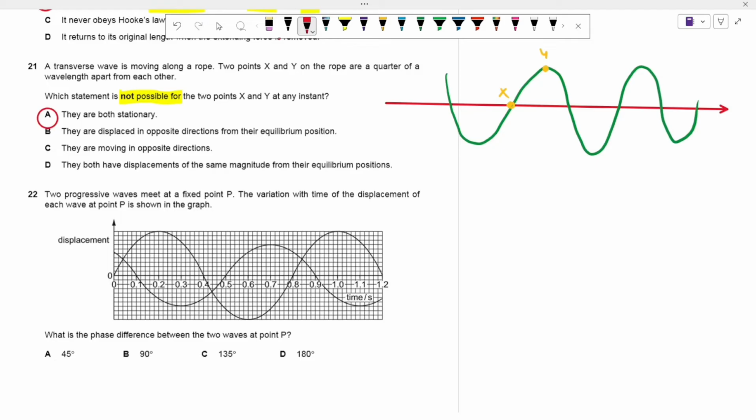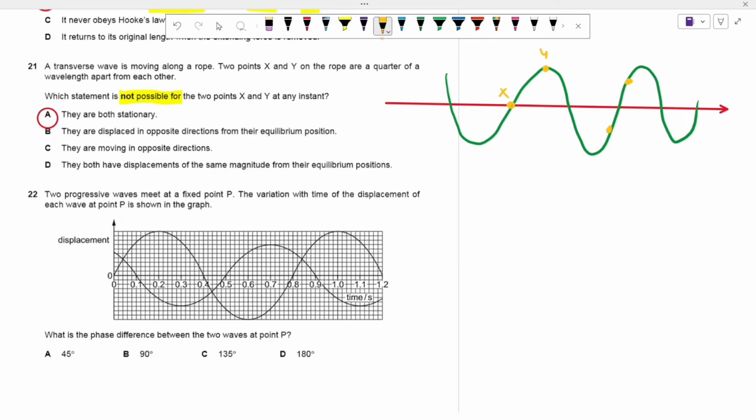If you look at B, they are displaced in opposite directions from their equilibrium position. It's possible. X and y are a quarter of a wavelength apart. So it means that x can be here, or maybe y can be here. They're still a quarter of a wavelength apart, right? But they're displaced in a different orientation. If you look at something like that, you can see that they're displaced in opposite directions.